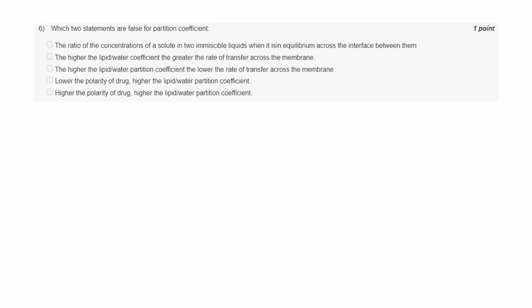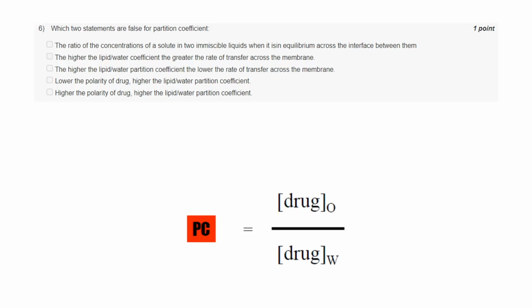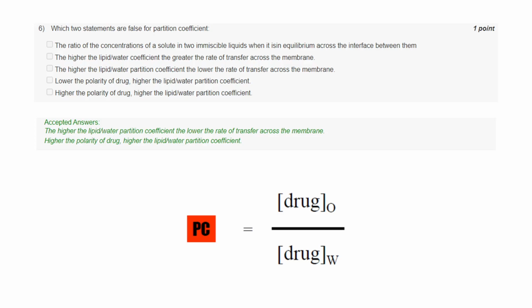Next question is, which two statements are false for partition coefficient? Had a bit of confusion here because of the question. So the false options are, the higher the lipid water partition coefficient, the lower is the rate of transfer across the membrane, which is false because more the partition coefficient, more will be the rate of transfer since your membrane is also hydrophobic. The next false option is, higher the polarity of drug, higher is the lipid water partition coefficient, which is also false because more polar the drug is, more readily it will dissolve in water, and it should ideally have a lower partition coefficient.